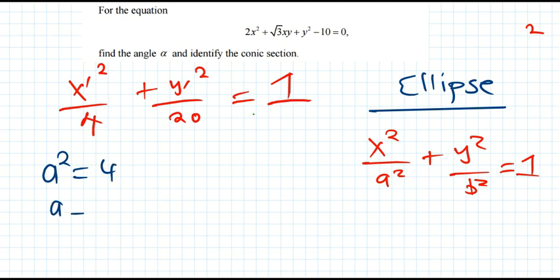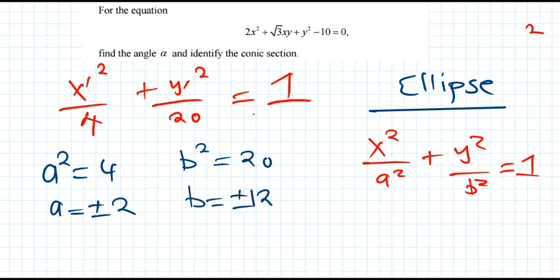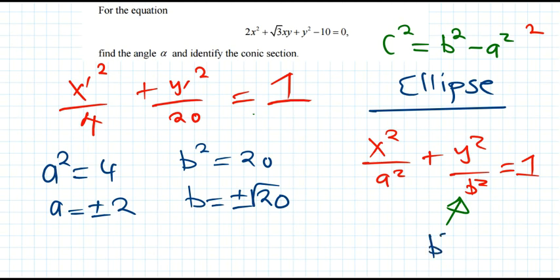Our a becomes plus or minus root of what? Root of 4 is 2. And then our b squared is equal to 20, so our b becomes plus or minus root of 20. The other thing that is cardinal, b is just a representative. So there is a constant c, right? So c squared does relate to b squared minus a squared. In other terms, our b squared is the addition of c squared and what? C squared and a squared.